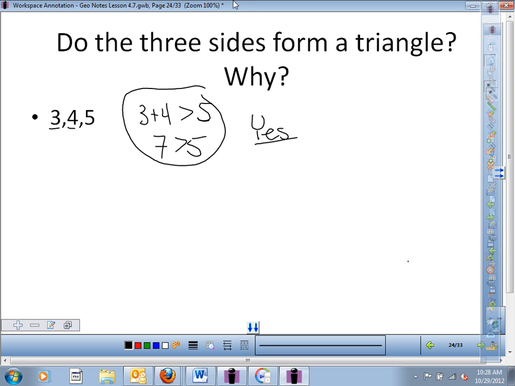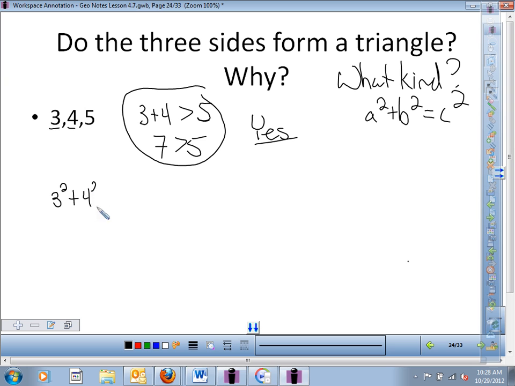Now, what we can do is we can extend this a little bit further. Yes, it makes a triangle. Let's go back to last class and say, what kind of triangle does this form? Now, this is what we did last class. To classify, we're going to have to use the Pythagorean theorem. Now, you may not be doing this on every problem, but we could if we wanted to. So, yes, it makes a triangle. Then we could go, all right, 3 squared plus 4 squared. Let's compare that to 5 squared.